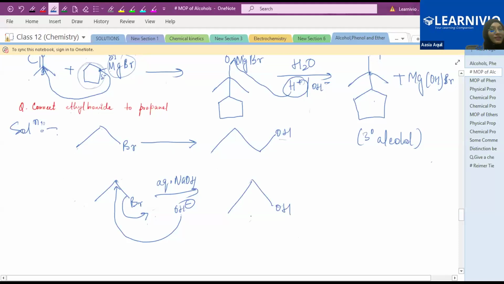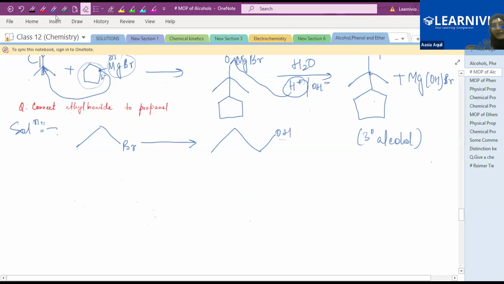But this is not your product. If you do the nucleophilic substitution reaction, you will not get the desired product, because you have to convert ethyl bromide to propanol, not ethanol. You have to increase one carbon. So this mechanism is not correct for this type of question because you have to add one carbon. So how will you add one carbon? Okay, let's see how we can achieve this.